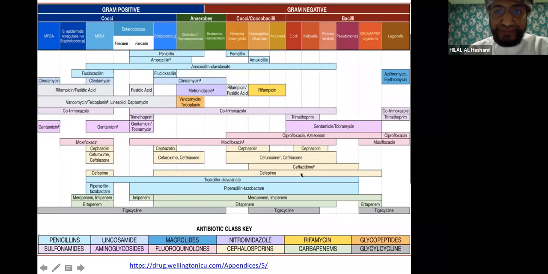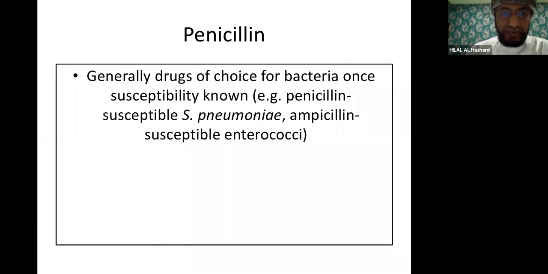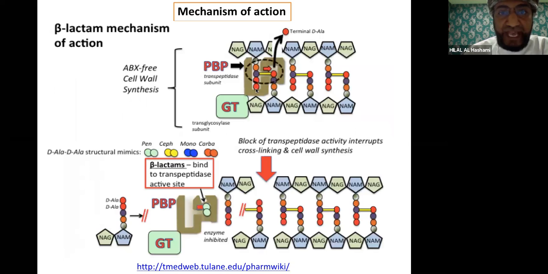So that's a general brief on the clinical indications, or the most important points that we have in antibiotic coverage. Now we'll start briefly on each of them, and again we cover the basics. The penicillin is generally the drug of choice for bacteria once the susceptibility is known, like penicillin-susceptible Streptococcus pneumoniae and ampicillin-susceptible Enterococcus. Penicillin inhibits cell wall synthesis by preventing the cross-linkage of the peptidoglycans, as illustrated in the graph.